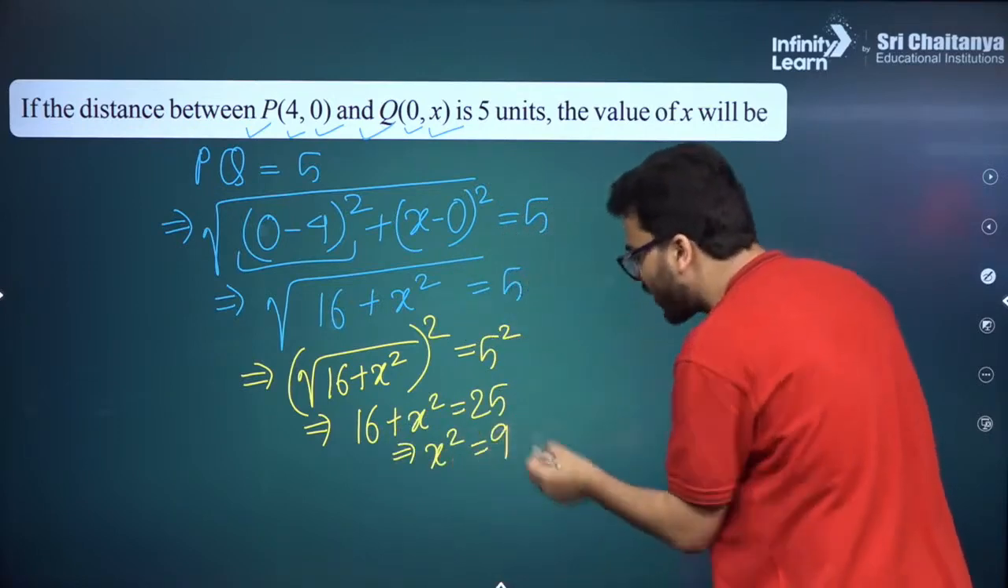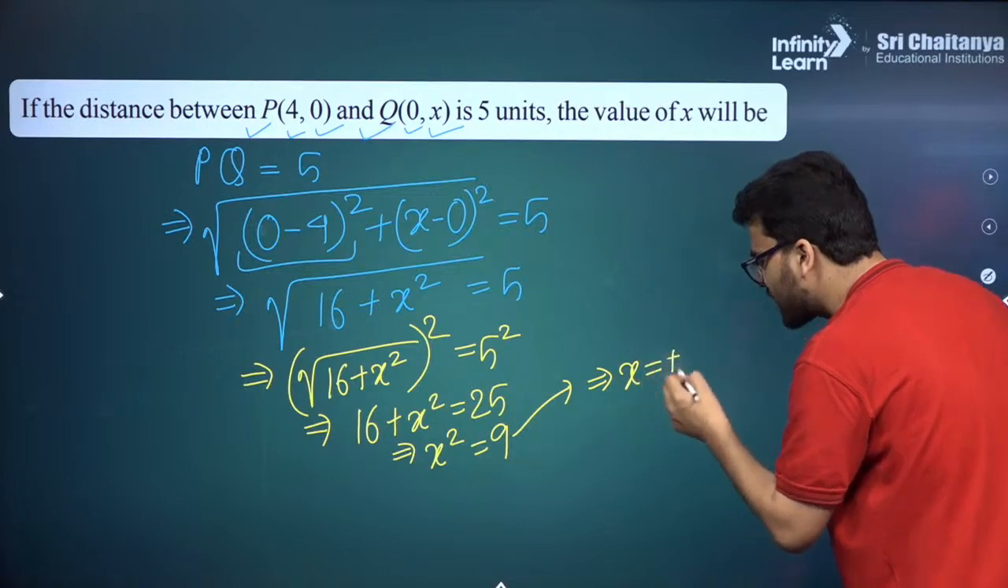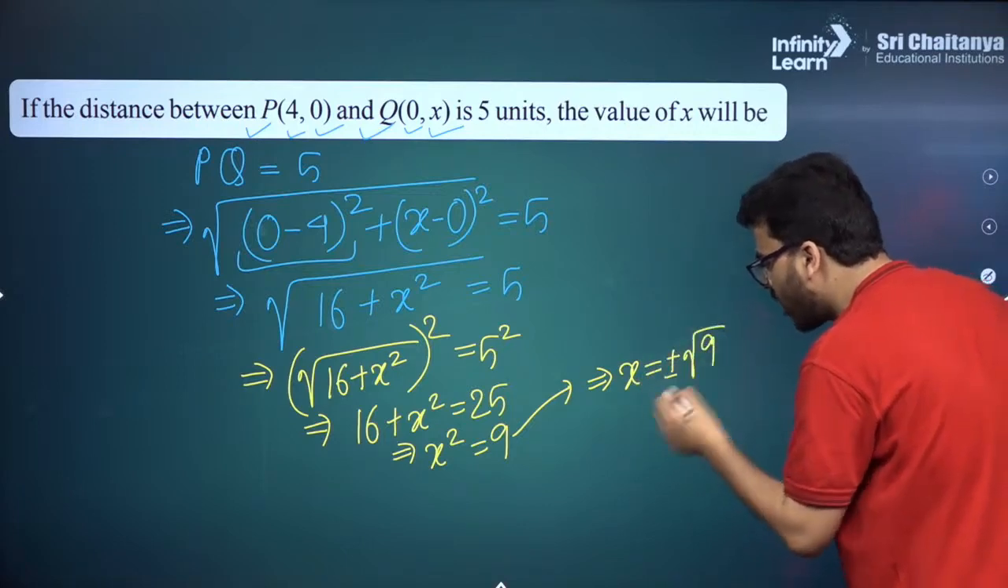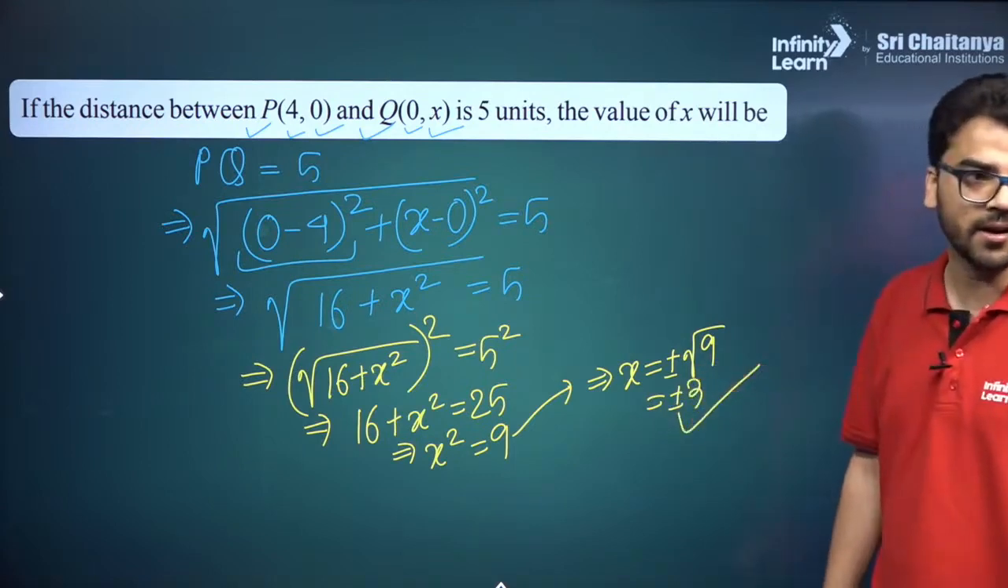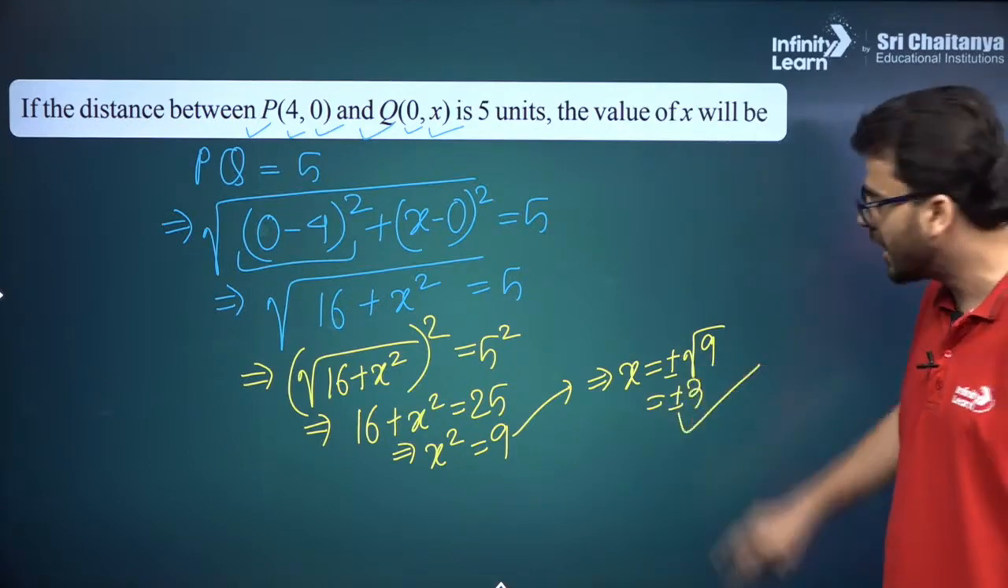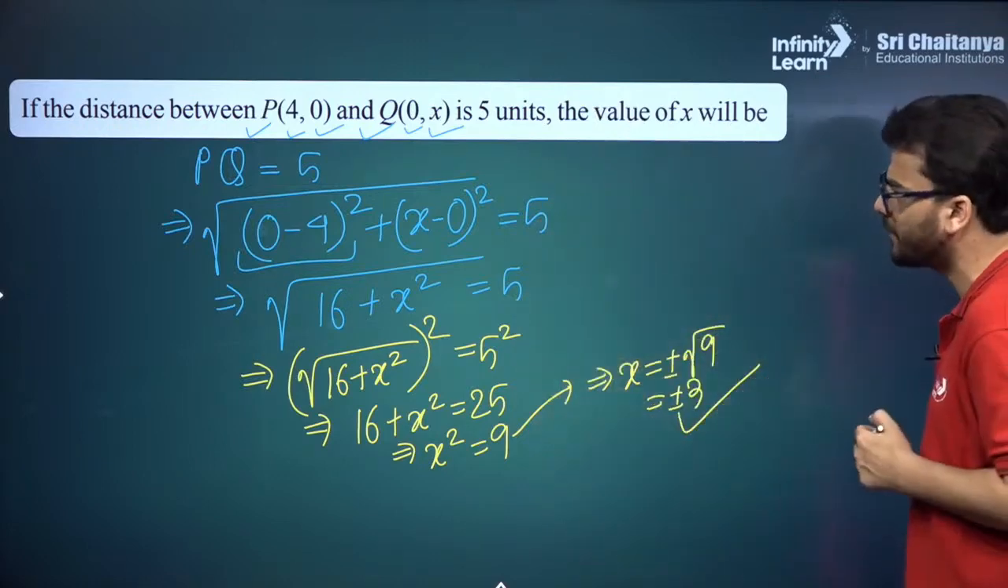So you see, this is a quadratic equation, guys. So from here, x will come out to be equal to plus minus square root of 9, or you can say it is plus minus 3. So 2 answers, they are correct. Plus minus 3 is the correct answer. I can show that practically as well. You will also be able to understand it's not such a big deal.